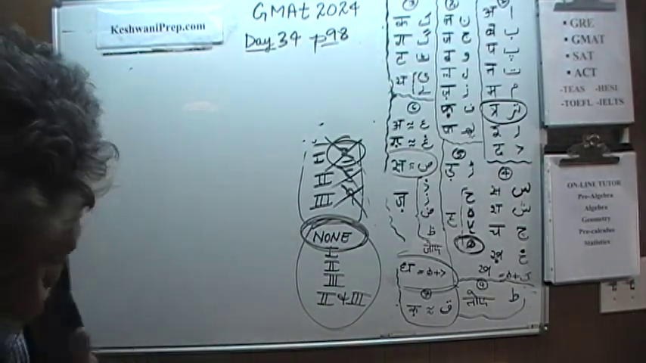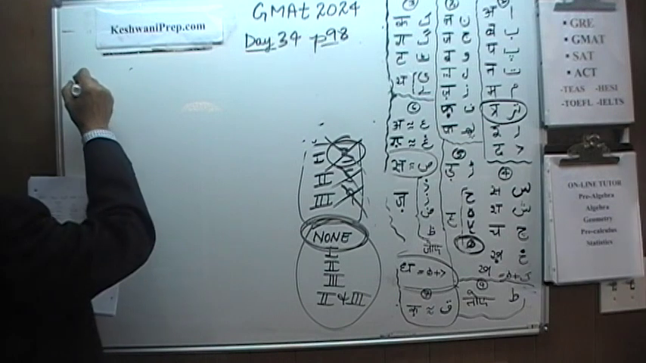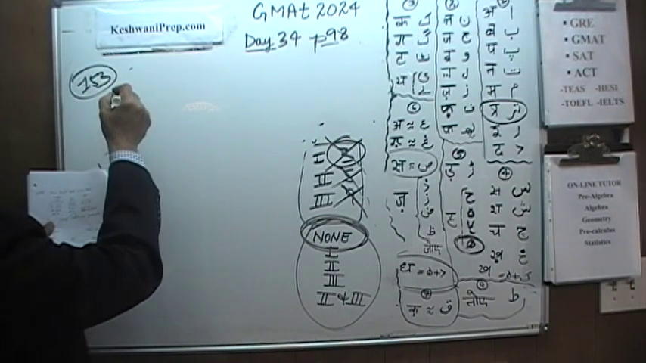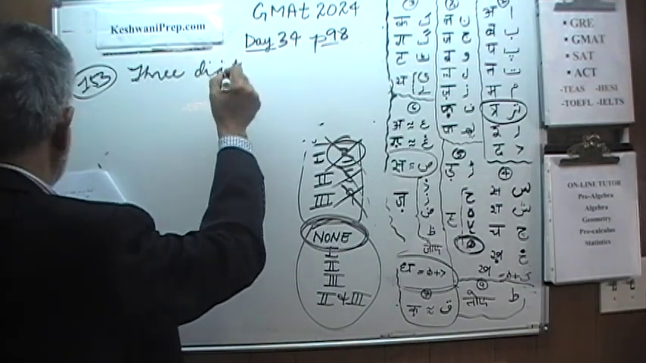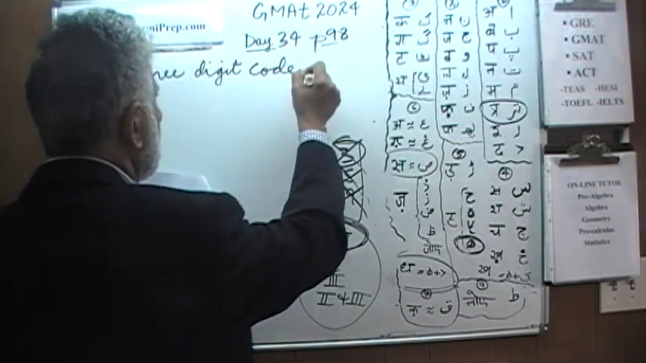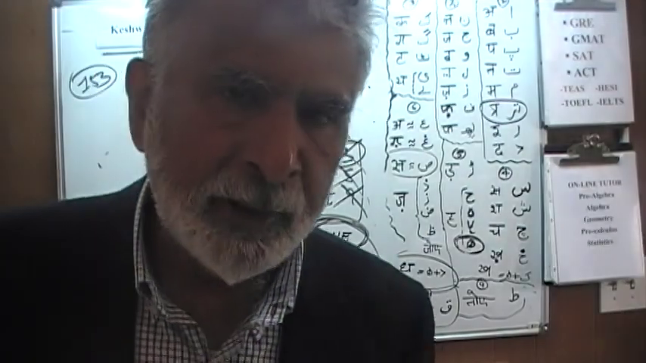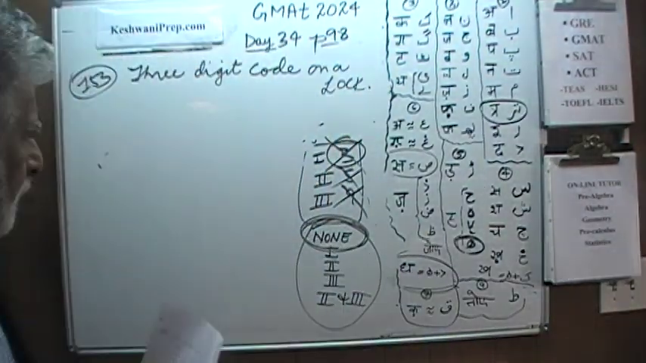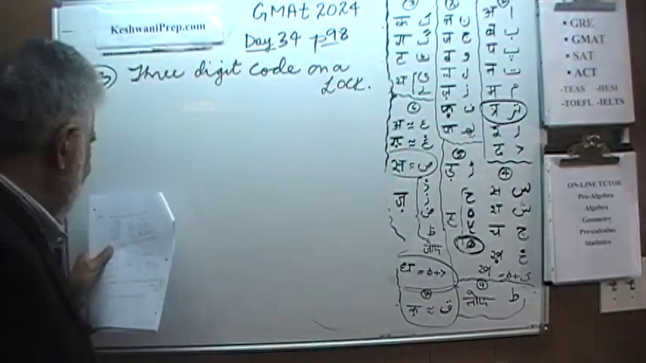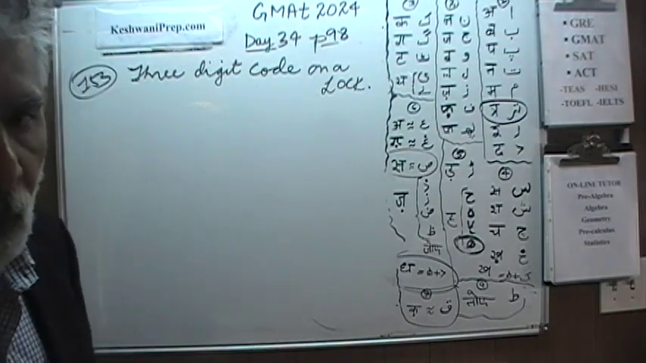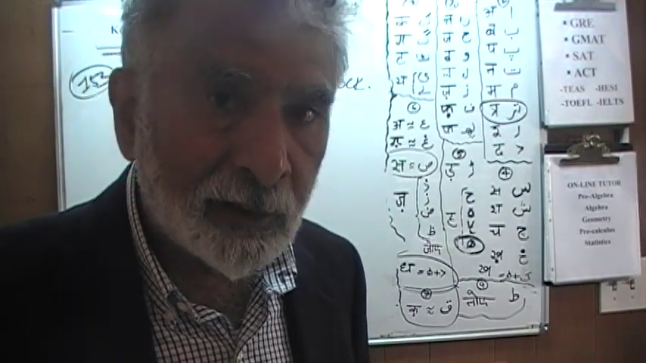Let's do the next one, shall we? Number 153. In 153, we are asked to create a 3-digit code for a lock. We have to create a 3-digit code for a lock, and those 3 digits that we are going to create for the code all have to meet certain conditions.